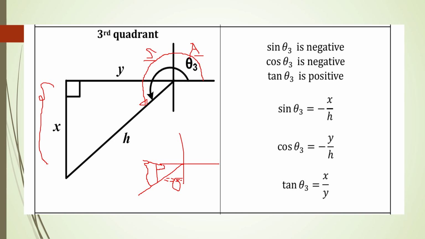So here our adjacent is going to be y, simply because it's near the angle. The other side, which is away from the angle, is what we call our opposite, and the longer side is what we call the hypotenuse. So according to SOHCAHTOA, we are going to find the ratios for angle theta 3 of cos, sine and tan. So sine of theta 3 is going to be the same as x, which is the opposite, divided by the hypotenuse, which is h.